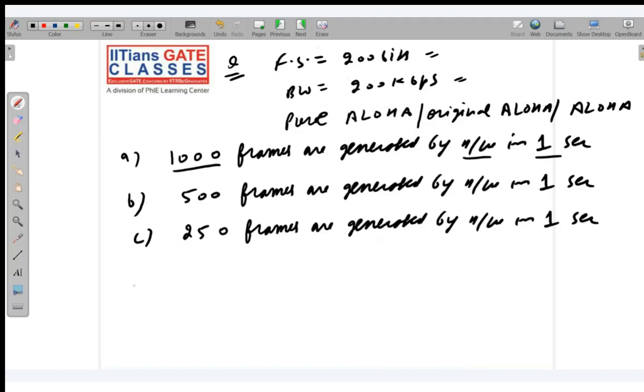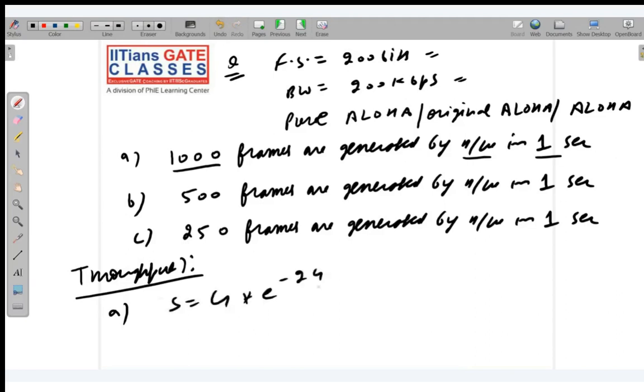So what is the transmission time here? And let me write it. What is the throughput they are asking? This is the question, so for A part I am doing. First, what is the throughput? Throughput S is equal to G into e to the power minus 2G. So you just need to calculate G. Game is over. So now how will we calculate G?